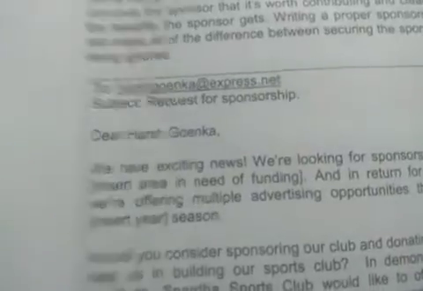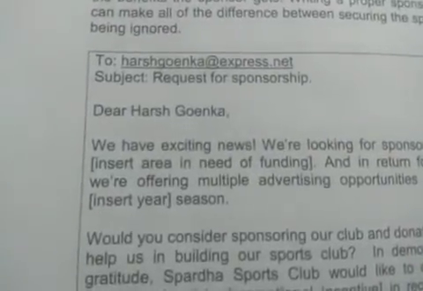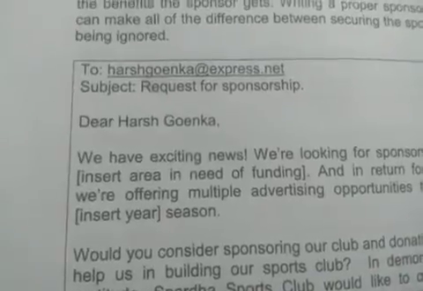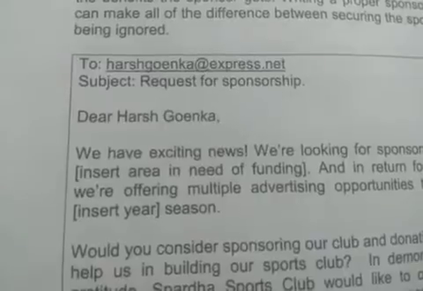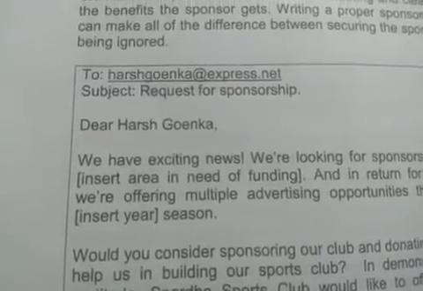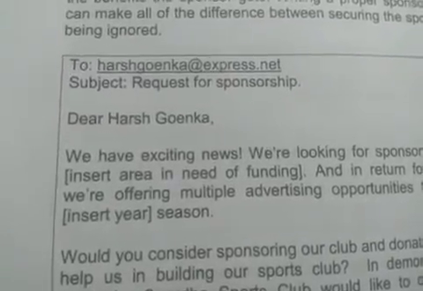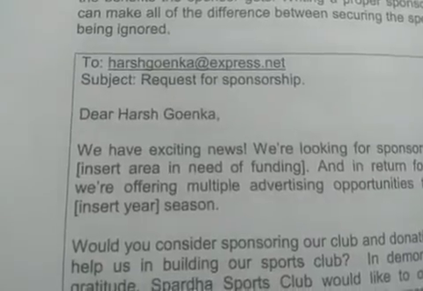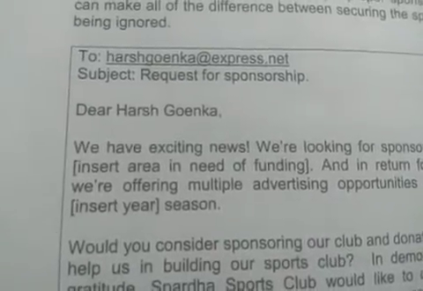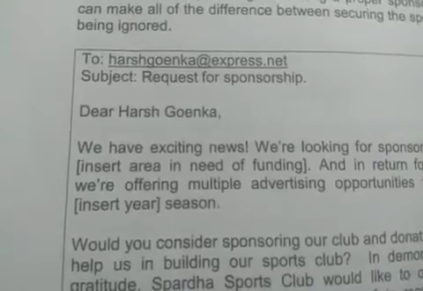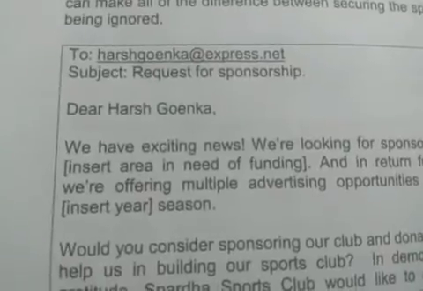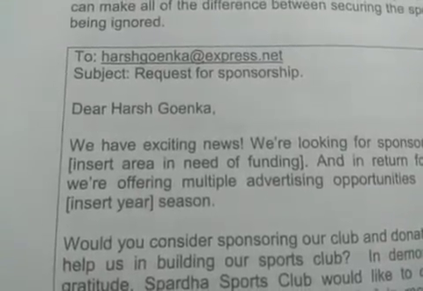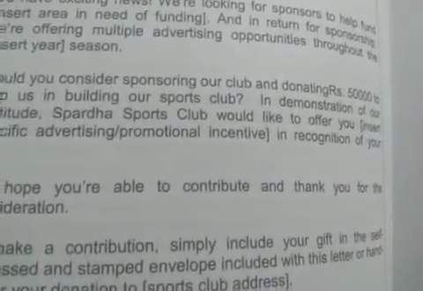4.4.5 Email writing for sponsorship. Writing sponsorship emails is persuasive writing, especially if you are hoping to get someone to sponsor your event or something else you are doing. You should write a sponsorship email. Your mail must convince the sponsor that it's worth contributing and clearly outline the benefits the sponsor gets. Writing a proper sponsorship email can make all of the difference between securing the sponsorship or being ignored.